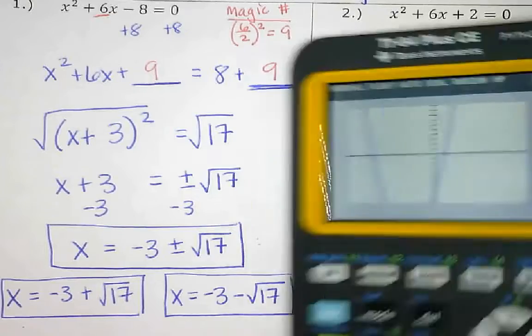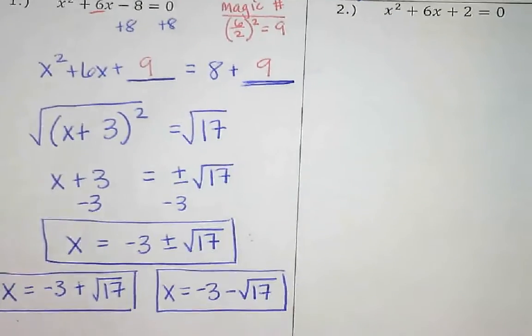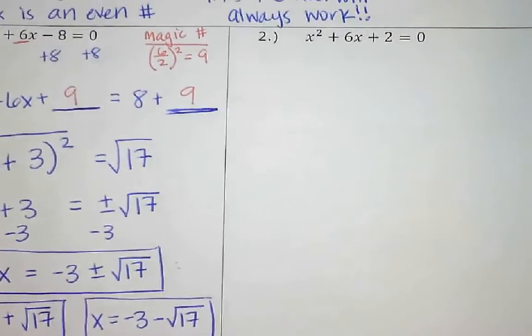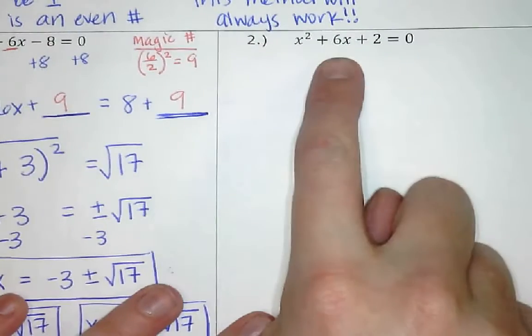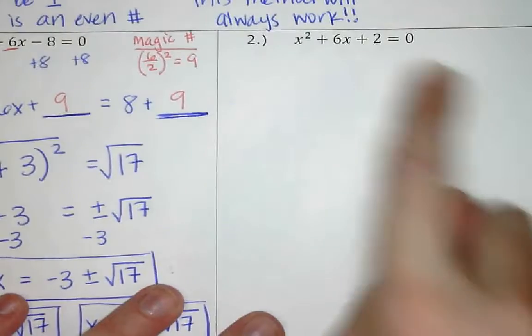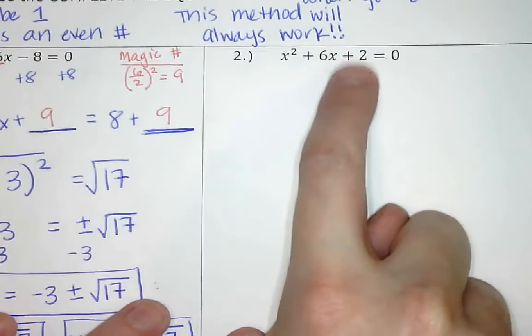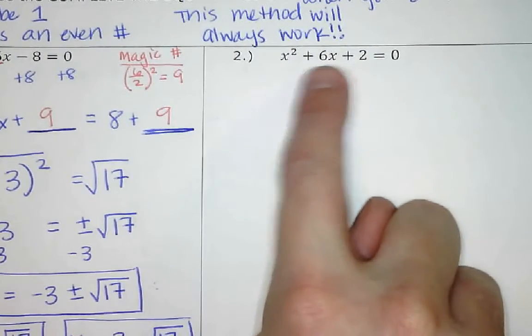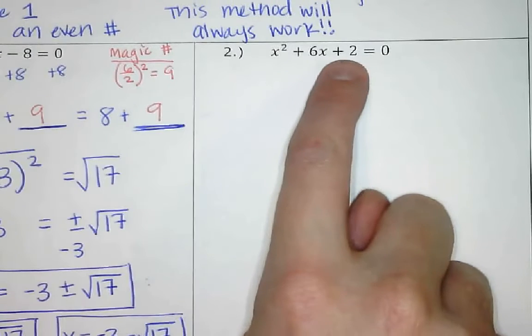So let's take a look at number 2. We're going to do the same thing here for number 2. Your B term is the same positive number 6, so it's the same thing. But can we factor number 2 here? Are there any two numbers that multiply to 2 but add to 6?